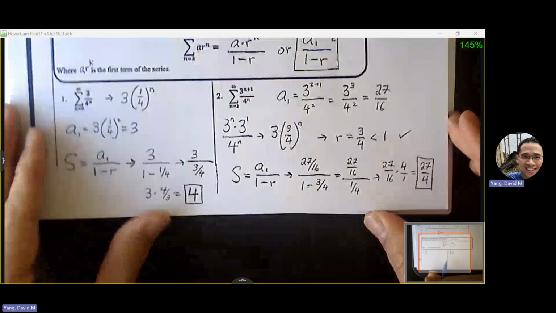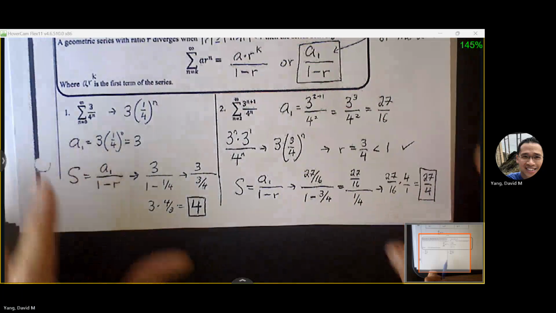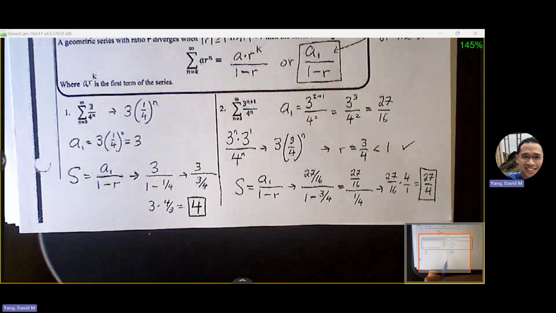So now we're just plugging it into our sum formula for geometric series. A sub 1 is 27/16. My ratio is 3/4. So 1 minus 3/4 is 1/4. 27/16 divided by 1/4 is the same thing as 27/16 times 4/1. We get 27/4.